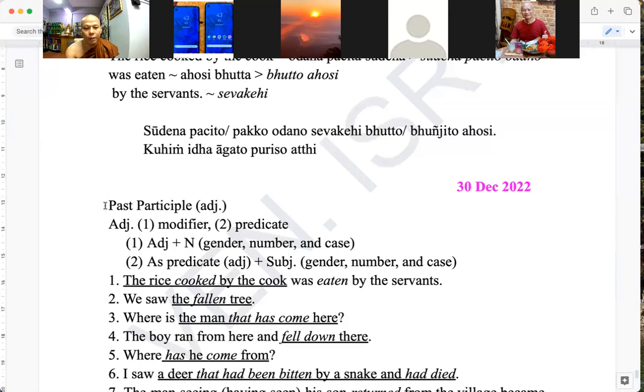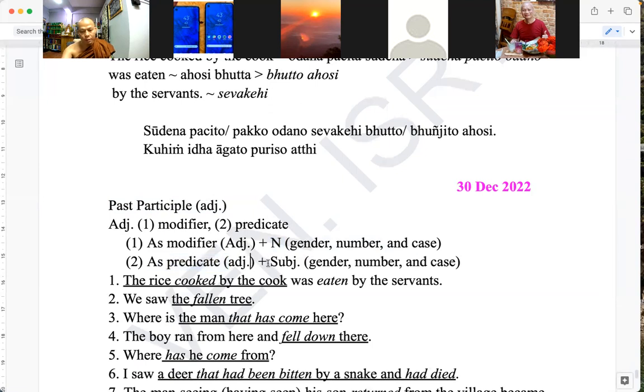After knowing that, actually we already learned about the adjective in lesson 12. The function of the adjective is as a modifier and as a predicate. Now, the past participle is also a kind of adjective. That is why the usage of the past participle in a sentence will be the same as the adjective. If the past participle is a modifier, it will be the same as the noun in gender, number, and case. If it is used in a predicate function, it will be the same as the subject in gender, number, and case.